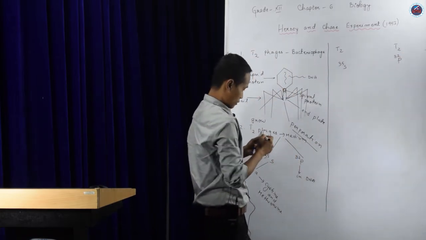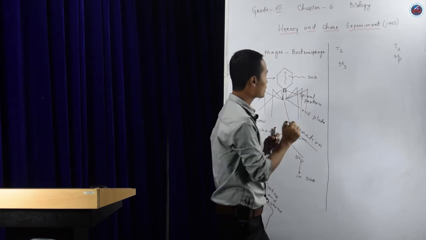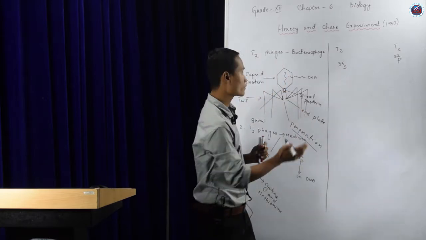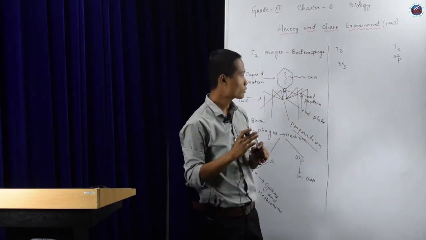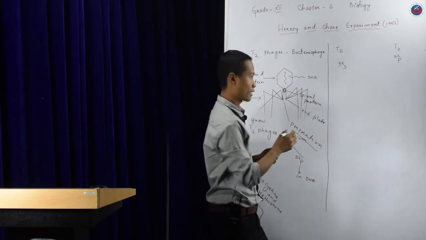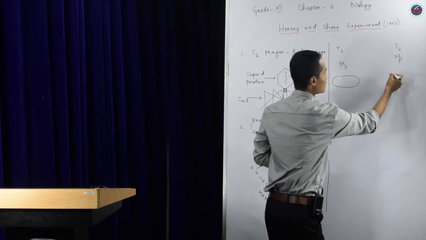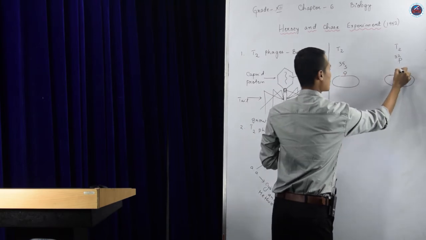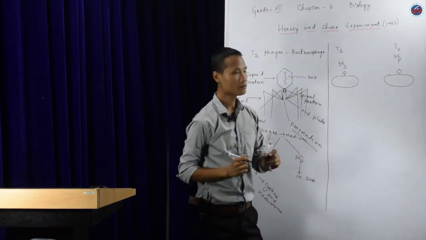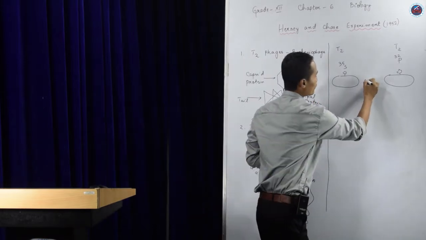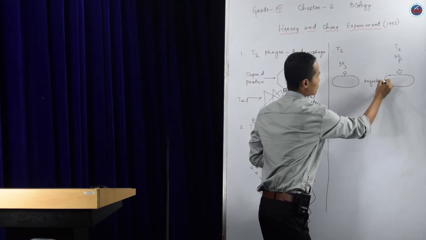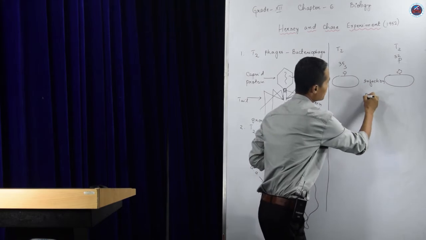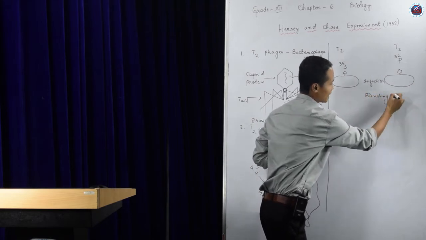Now, the second step, they allowed these phages to grow in a host. Since viruses cannot multiply without a host, they used E. coli as the host. Say that this is E. coli and this is our phage attacking the host cell. This process is called infection. After infecting, they went for blending. Blending means mixing.